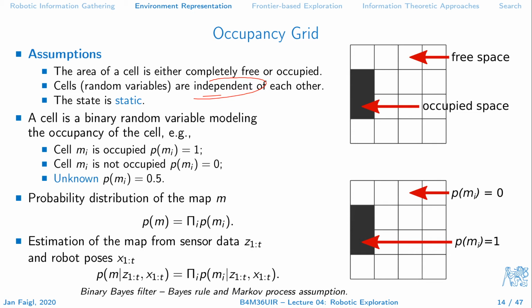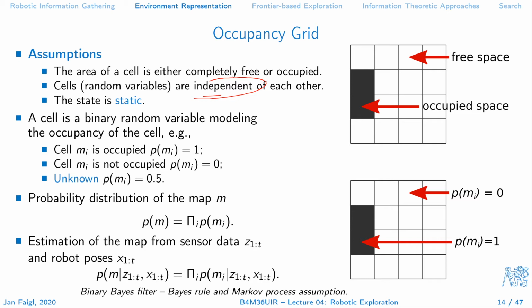So a cell is a binary random variable modeling the occupancy of the cell, so it's the probability that the cell Mi is occupied. There is surely an obstacle if it is 1, and it is surely free if it is 0, and maybe you can set it in the middle if we don't know. So we have the probability distribution of the map, and what we are actually doing when we take a measurement is providing an estimation of the map from the sensor data and the robot poses.